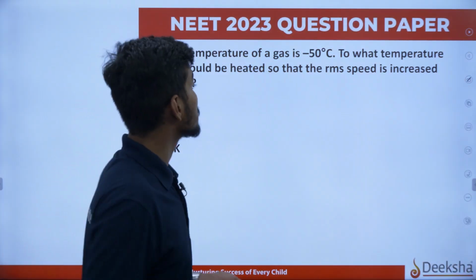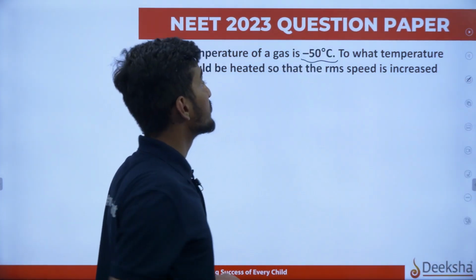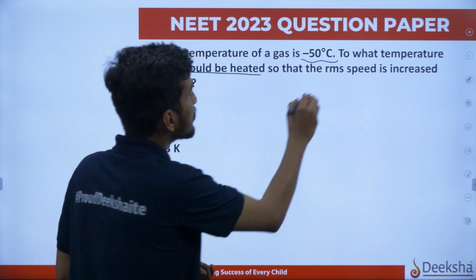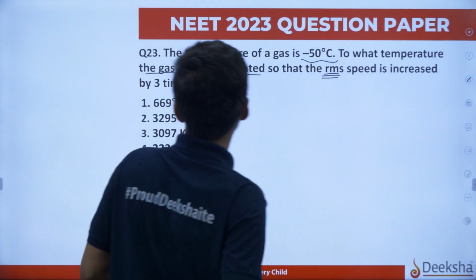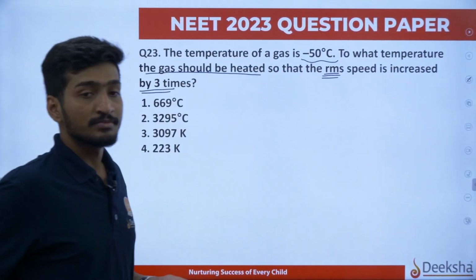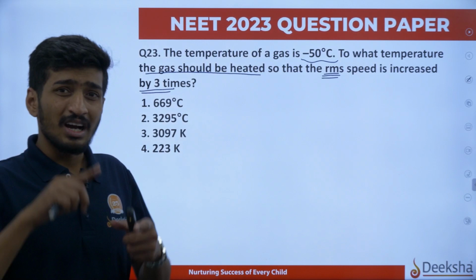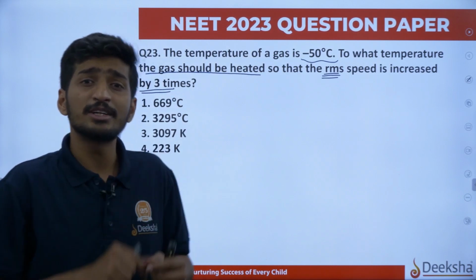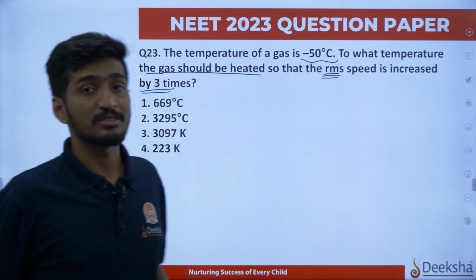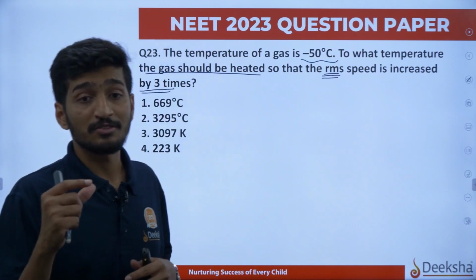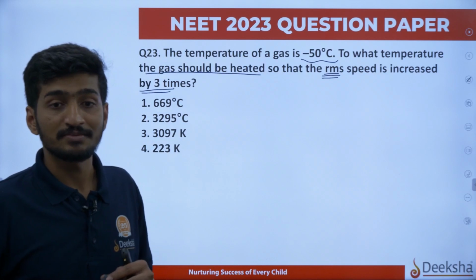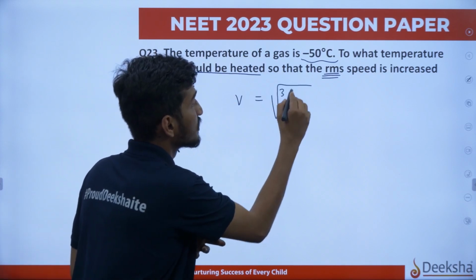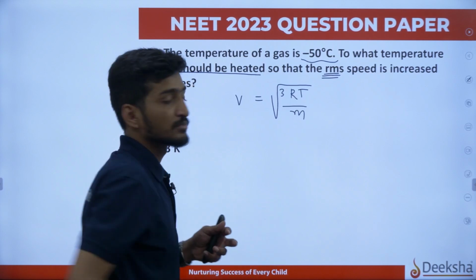Alright, next question says, temperature of a gas is minus 50 degrees Celsius. To what temperature should the gas be heated so the RMS speed of the gas is increased by 3 times? How is the speed dependent on the temperature for a gas? You know the formula, right? RMS speed is basically root of 3RT by M, isn't it?